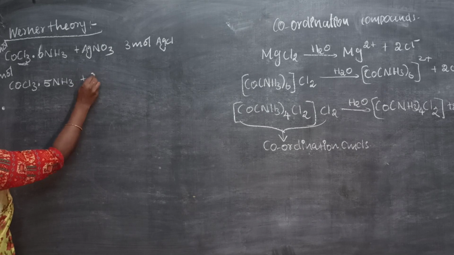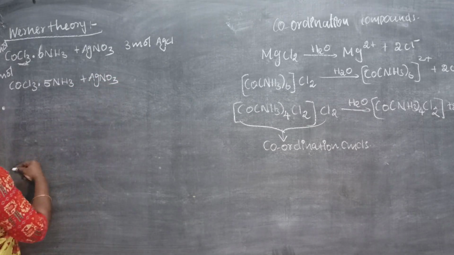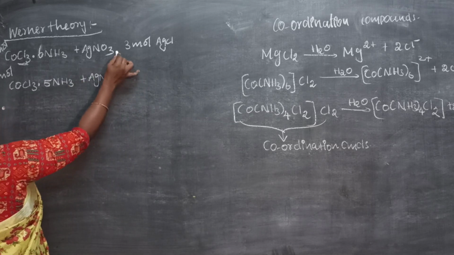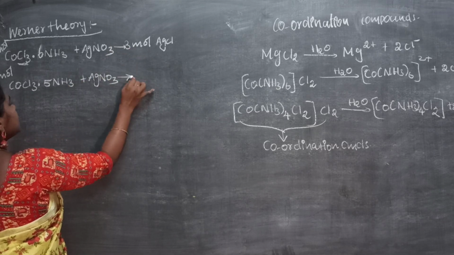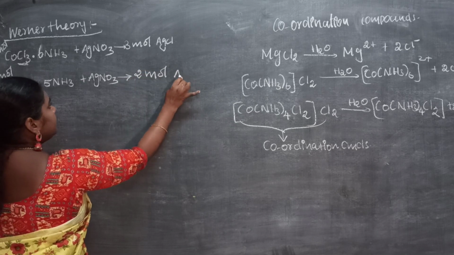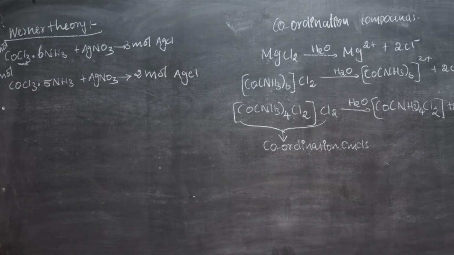Suppose then another compound, CoCl3 dot 5NH3. That is reacted with silver nitrate, and how many moles of silver chloride will be precipitated? In this case, 2 moles of silver chloride will be precipitated. 2 moles of silver chloride will be obtained.